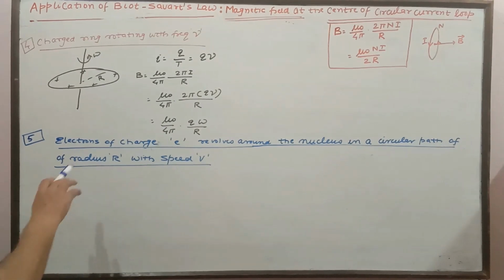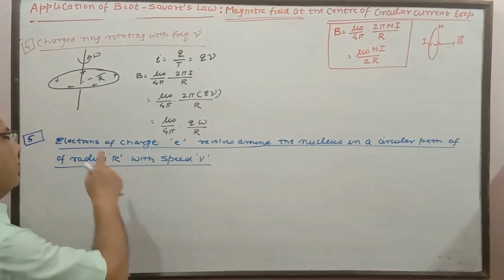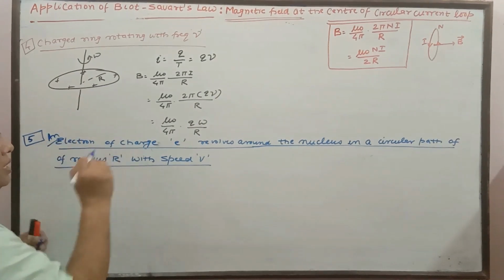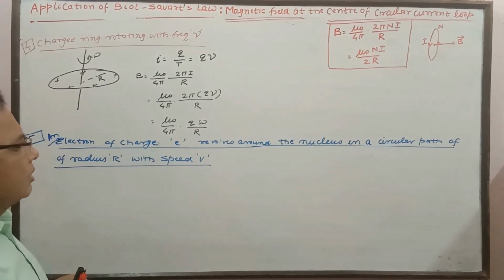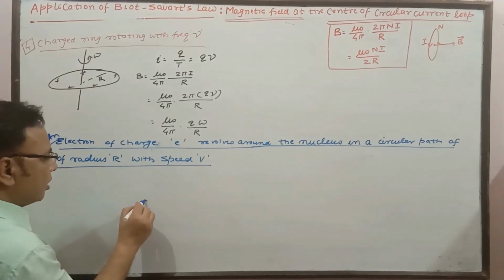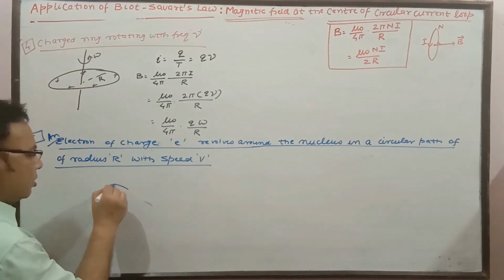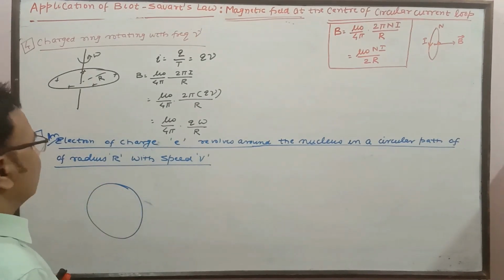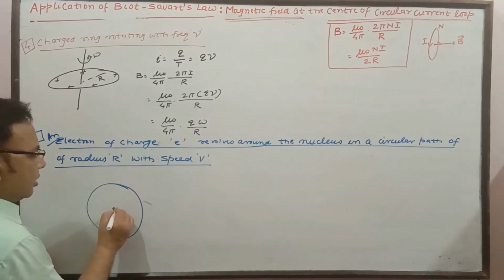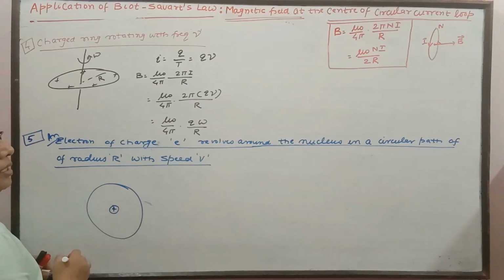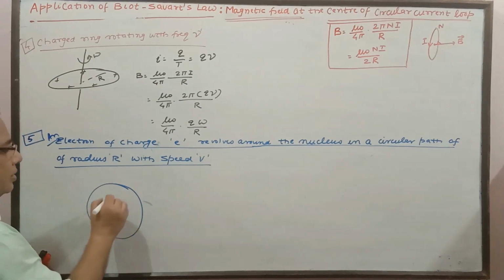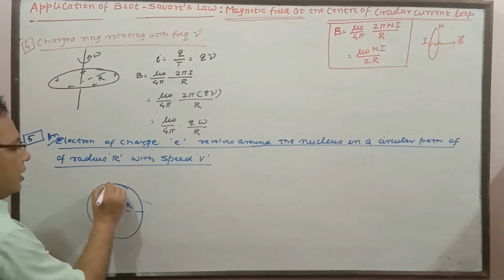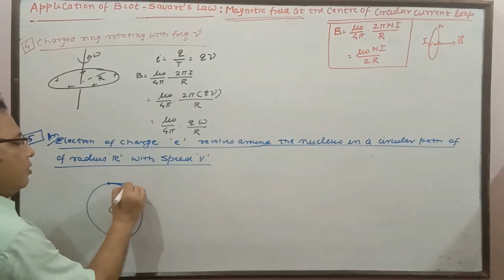Next is electron of charge. Say an electron of charge e revolves around the nucleus in a circular path. So let us assume this is the circular path we are going to see, around the nucleus, which is usually positive, of radius r. So this is radius r with speed v. Let us assume this is the electron, moving with the speed v.